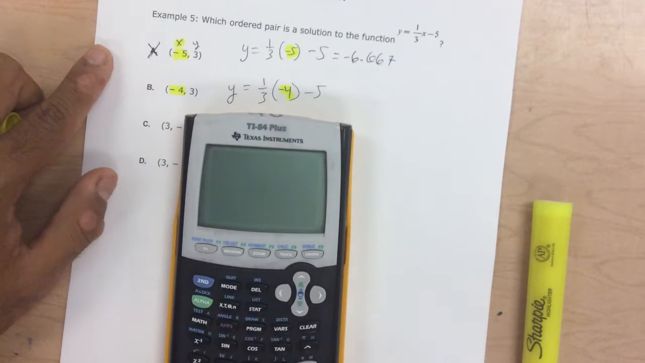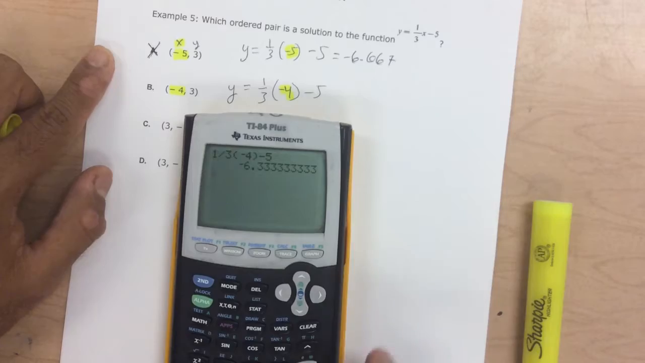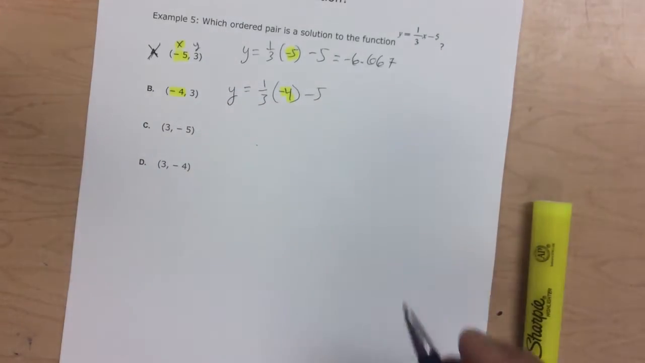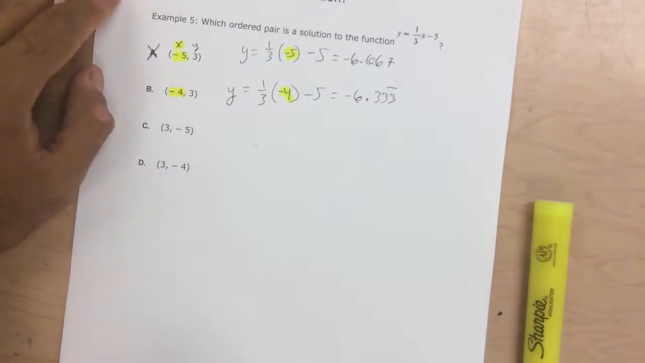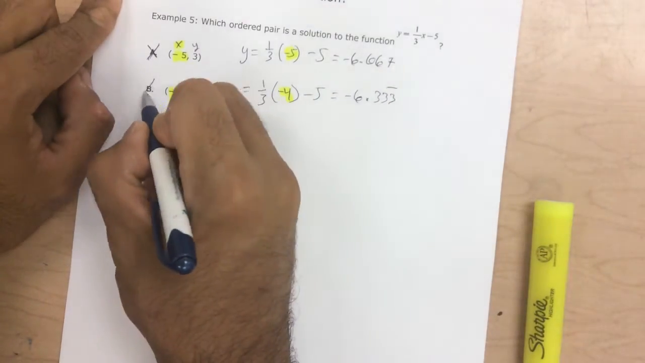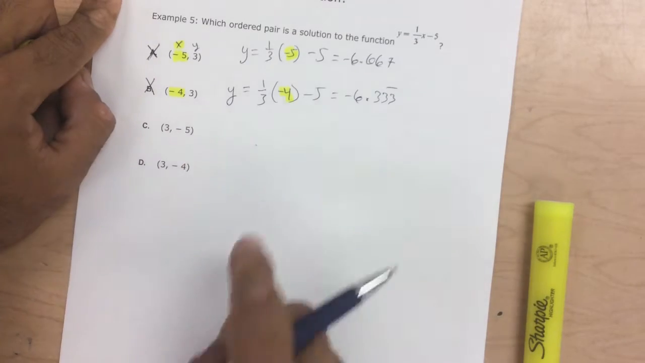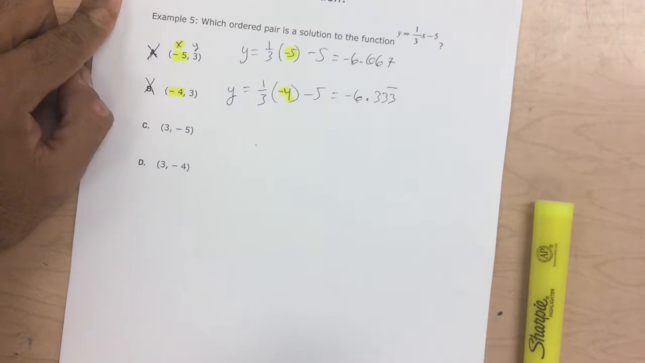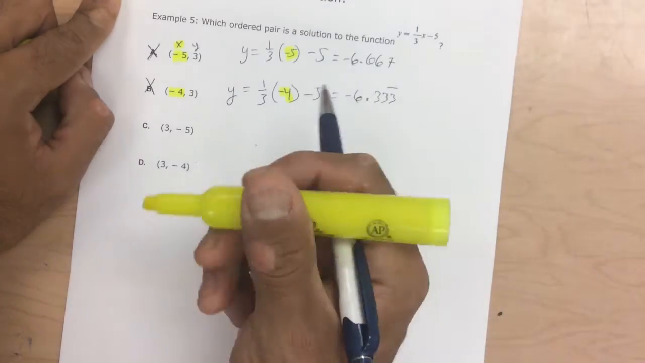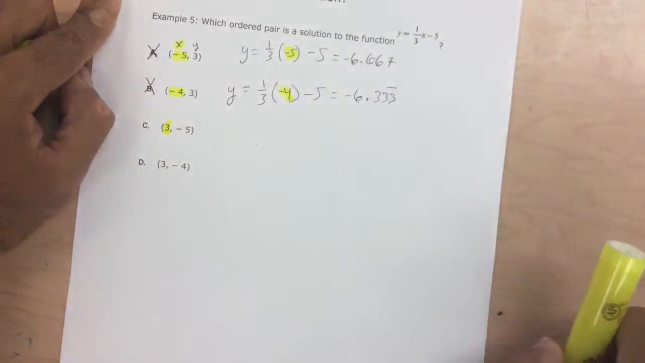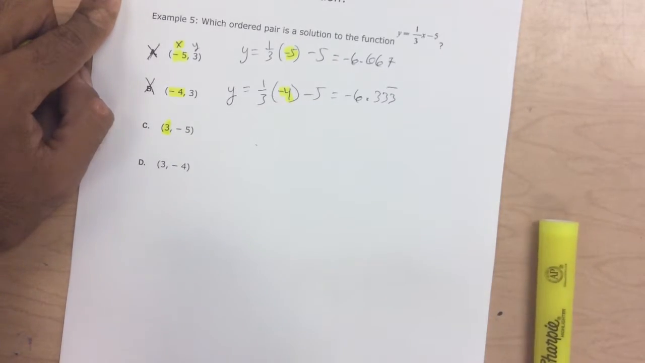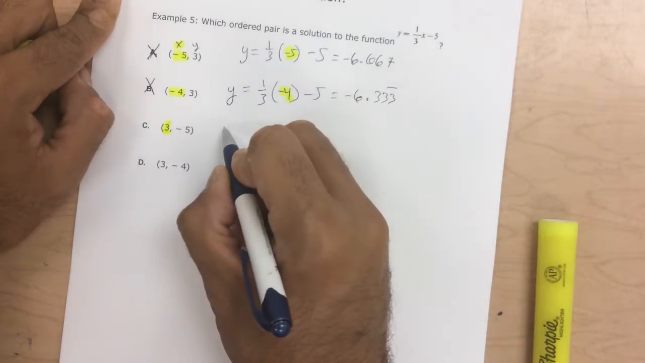So let's try this. 1 divided by 3, parentheses, -4, parentheses, minus 5. Click enter, and I get -6.333 repeating. Obviously, that is not your answer. That ordered pair is not a solution to that equation. Let's keep on moving. For the next answer choice, I'm going to take this 3, because that's my input, and input it into my equation and see if I get -5 as my result.